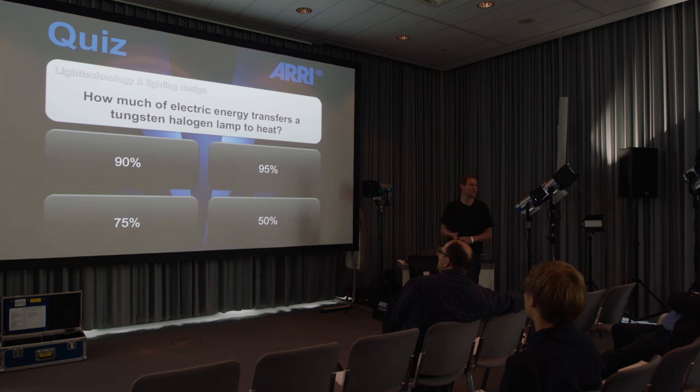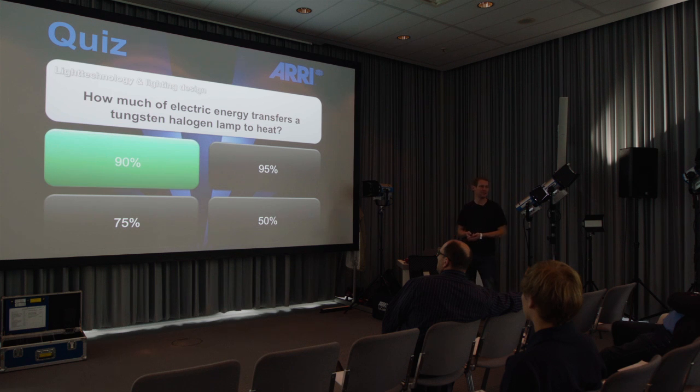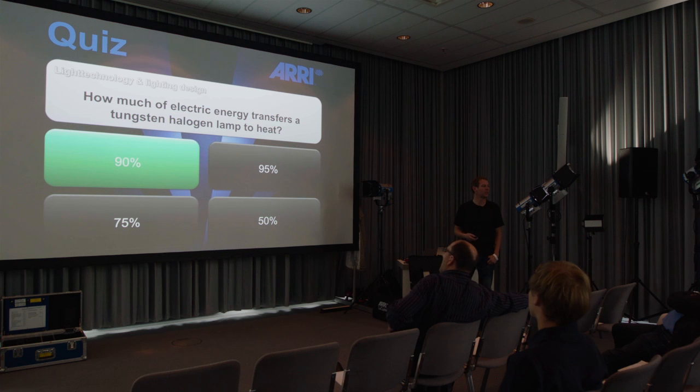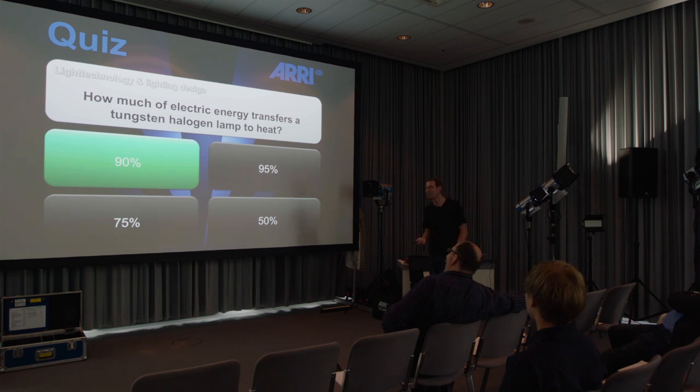So what would you guess? If we use a tungsten unit, how much energy is transferred to only heat? 95. Say 95? That's close, it's 90. 95 is true if we talk about the conventional tungsten you have at home. If we talk about tungsten halogen, like the bulbs that we have in here, they are a little bit more efficient. But as you see, 90 or 95, it's still not very efficient. So this is one of the big disadvantages of tungsten.